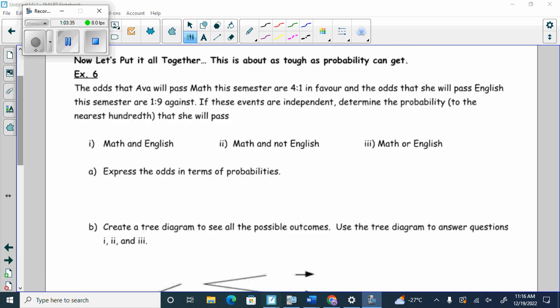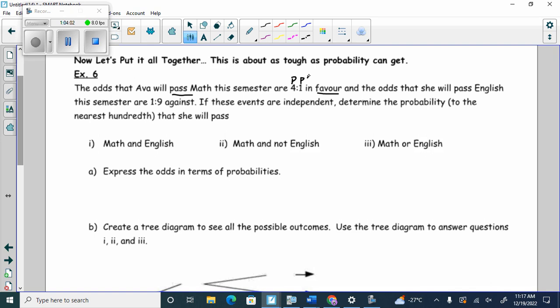So here we have the odds that Ava will pass math are 4 to 1 in favor. Which one of these is passing? The 4 is passing, the 1 is not passing. We agree? Can we write probabilities out of those? Yes, because odds always add to the total. Probability adds to 1.